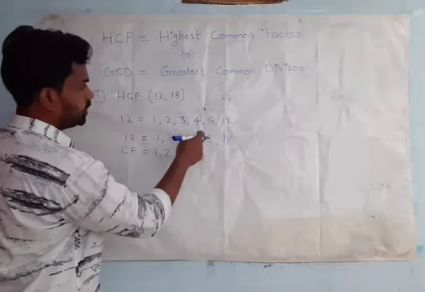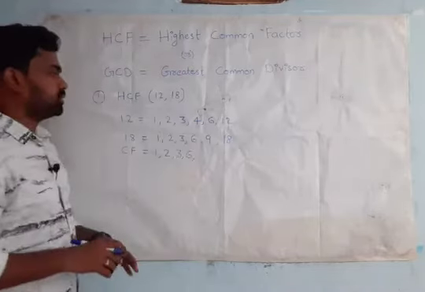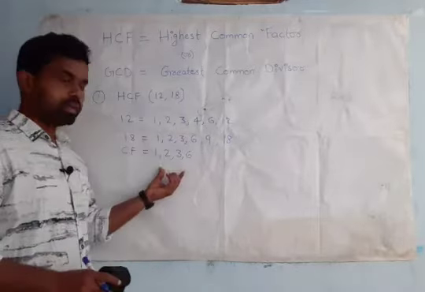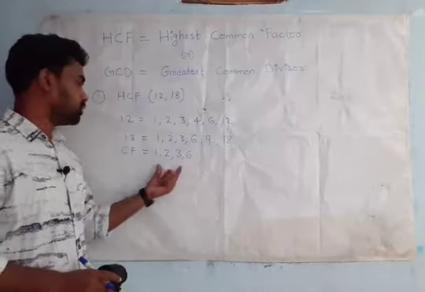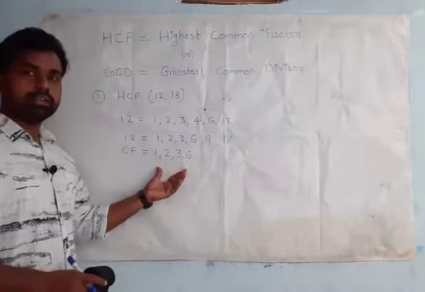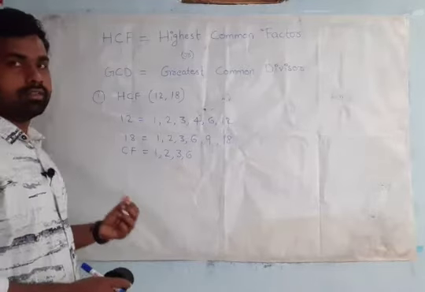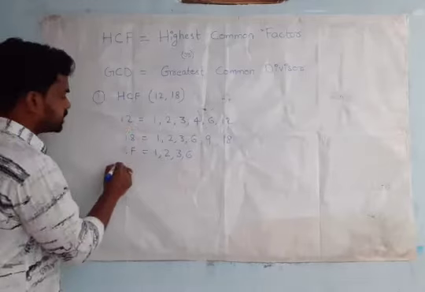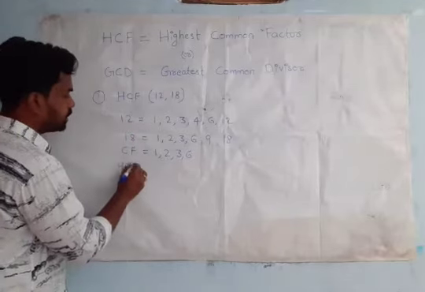Next, is any number there? No. So there are no other common numbers here. So only these 4 common factors we got. How many? 1, 2, 3, 4. 4 common factors. Among these common factors, we have to select one factor. What is that factor? See, what is H for? H means highest. Highest common factor.